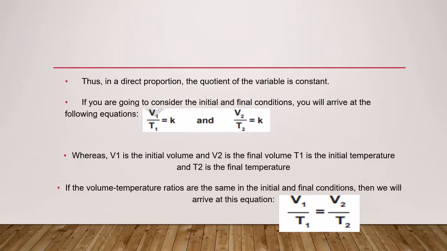If we are going to consider the initial and final conditions, you will arrive at the following equations: V1/T1 = k and V2/T2 = k, where V1 is the initial volume and V2 is the final volume. T1 is the initial temperature and T2 is the final temperature. If the volume-temperature ratios are the same in the initial and final conditions, then you will arrive at this equation: V1/T1 = V2/T2.